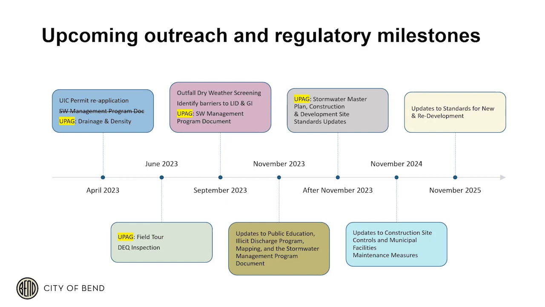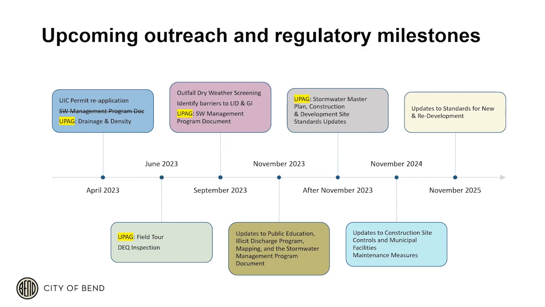And then in September, we have some of those implementation deadlines in the stormwater permit starting to show up. One of those is an outfall dry weather screening, where we'll go out and assess all of the outfalls that flow to the river. And then we also have to identify some barriers to LID, which is low impact development and green infrastructure. That's why in April, we're going to be talking a little bit about drainage and density, because we're going to want your input on some of these questions. And for September, we're also going to look for input on the document itself that's due in November.